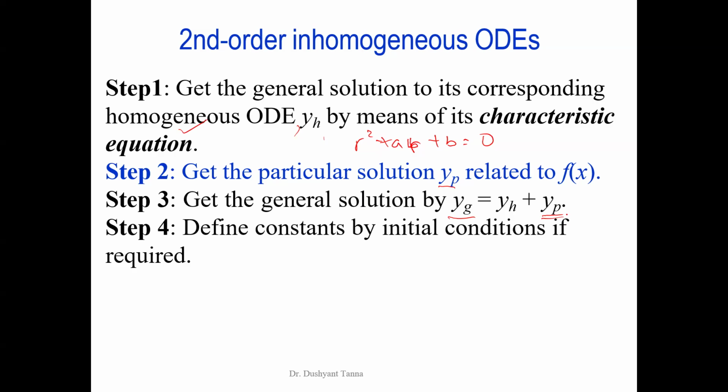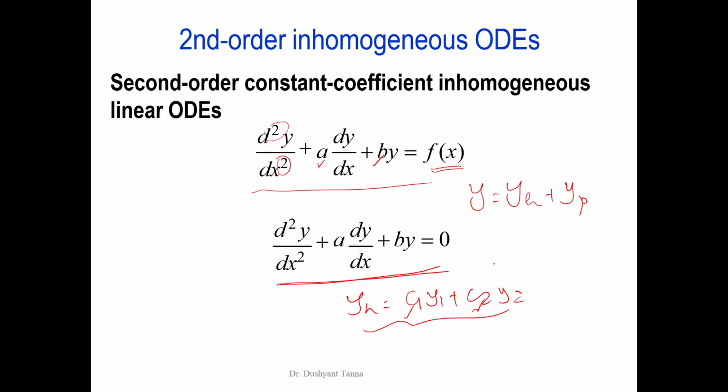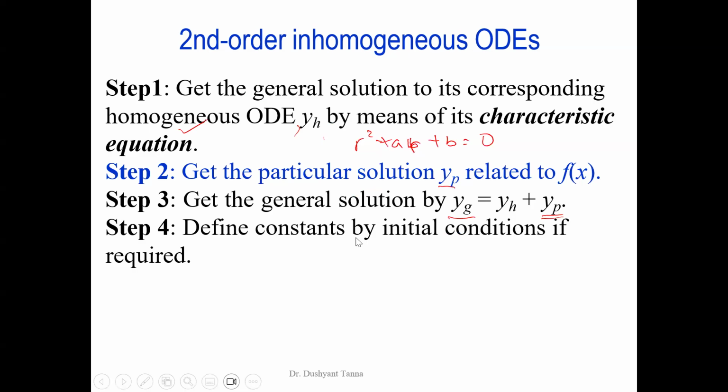And if there are initial conditions, we will also determine the constants c1 and c2. There should be 2 conditions because it's second order, so you get 2 unknowns, c1, c2 as discussed here, and we will get them from the 2 initial conditions.